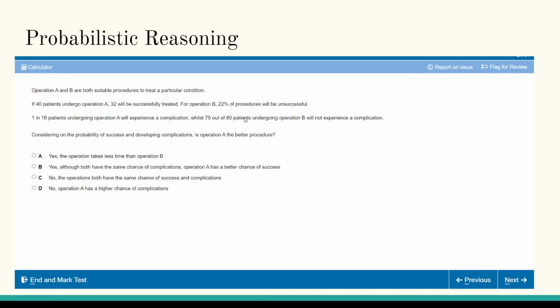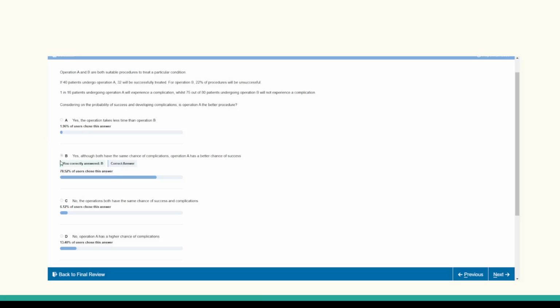We know, for example, that 16 times 5 gets you 80. So we know that 5 in 80 patients undergoing operation A will have a complication, which would mean 75 out of 80 patients will not experience a complication, which is the same as operation B. So we know it cannot be the last one, and there's no information about operation B taking less time than operation A, so it must be B, which is the answer right here.